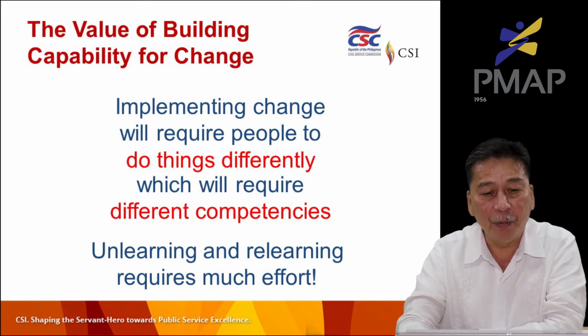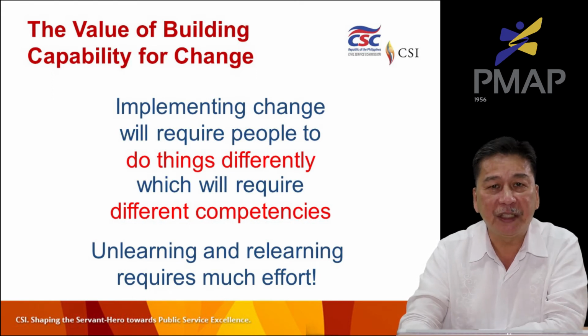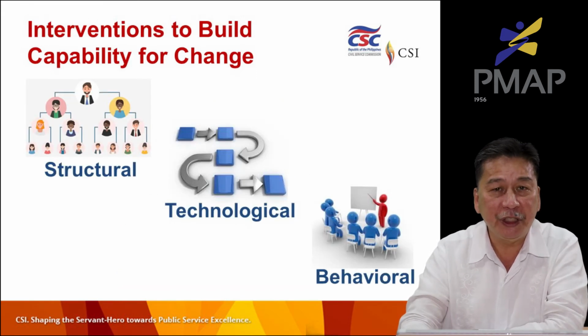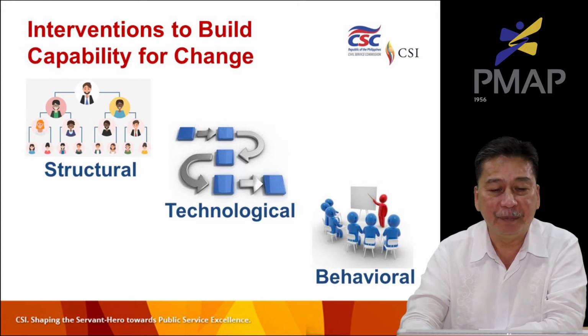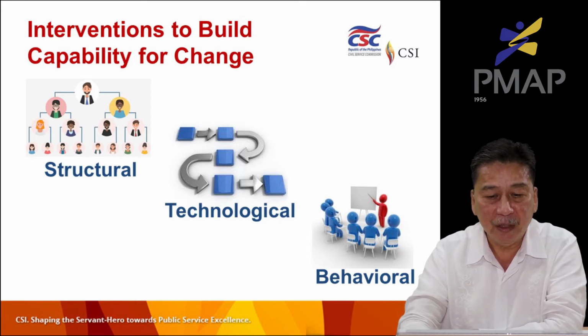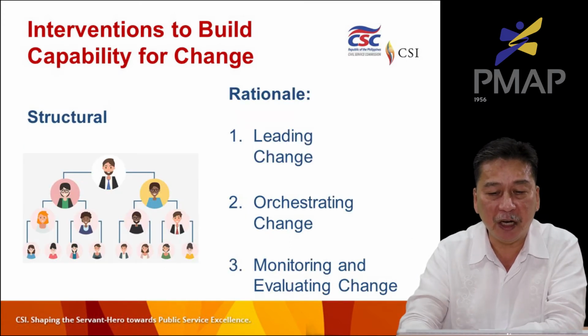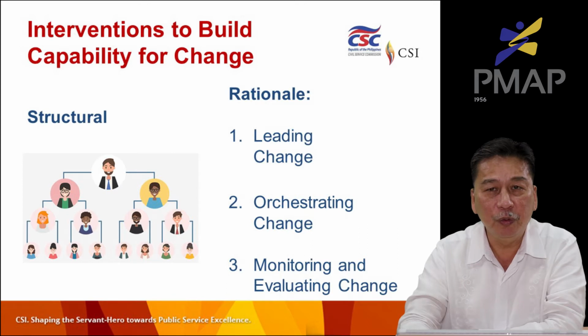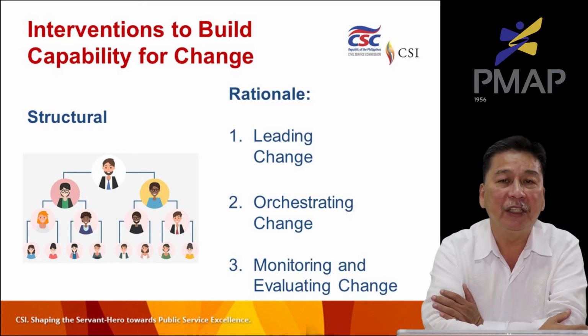So for us to be able to build capability for change, there are three approaches that we can use. The first approach is structural. The second is technological, and the third is behavioral. For structural, we need to implement changes in structure so that we'll be able to lead change properly. And then as we lead change properly, we need to orchestrate change, and we need to monitor and evaluate change.